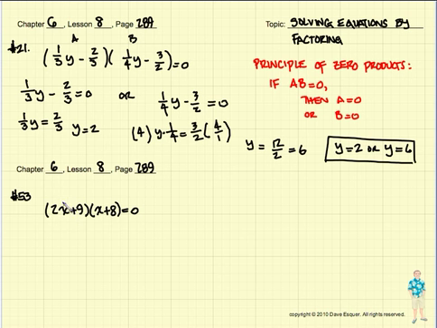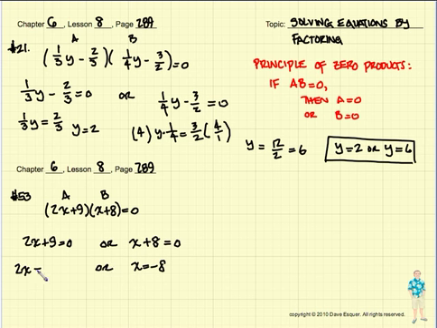Let's try this for number 53. Again, this is considered the a, this is considered the b. We're going to multiply them together, and that's equal to 0 now. We have these equations. Well, this means that 2x plus 9 is equal to 0, or x plus 8 must be equal to 0. This one is kind of a no-brainer. x turns out to be negative 8.